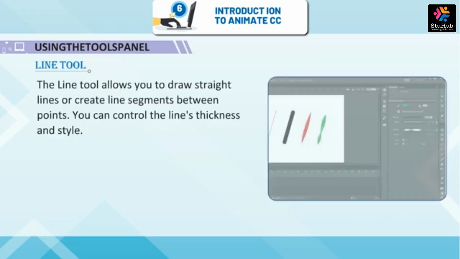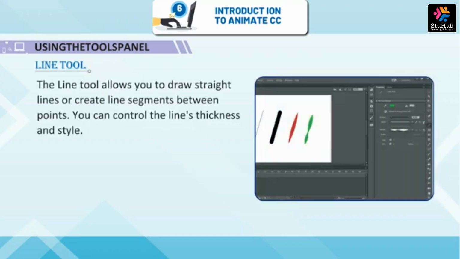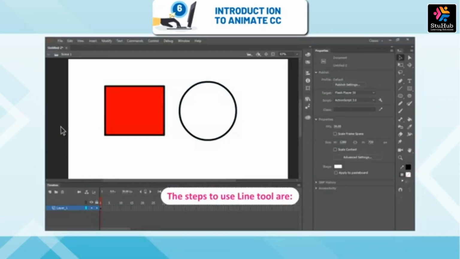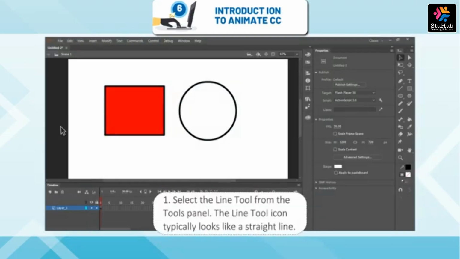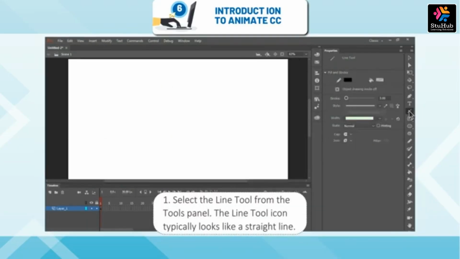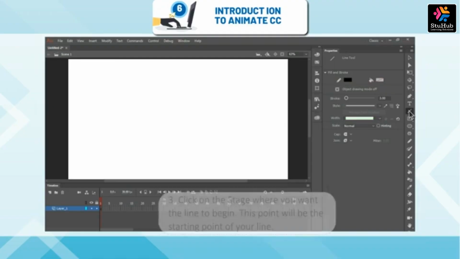Line tool. The line tool allows you to draw straight lines or create line segments between points. You can control the line's thickness and style. The steps to use the line tool are: select the line tool from the Tools panel. The line tool icon typically looks like a straight line. Before you draw a line, you can customize its properties from the Properties panel.